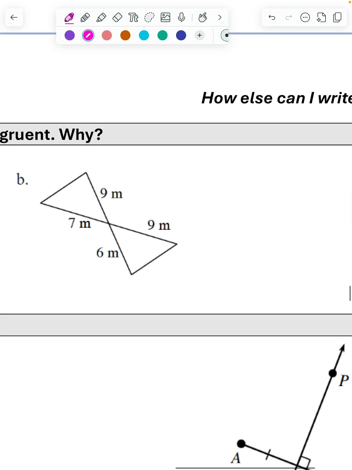This pair of triangles, it looks like this could be a case of side angle side. We've got those two corresponding sides that are congruent. However, this one is 7 and this one is 6. Therefore, those two corresponding sides are not equal, and that's why these two triangles are not congruent.